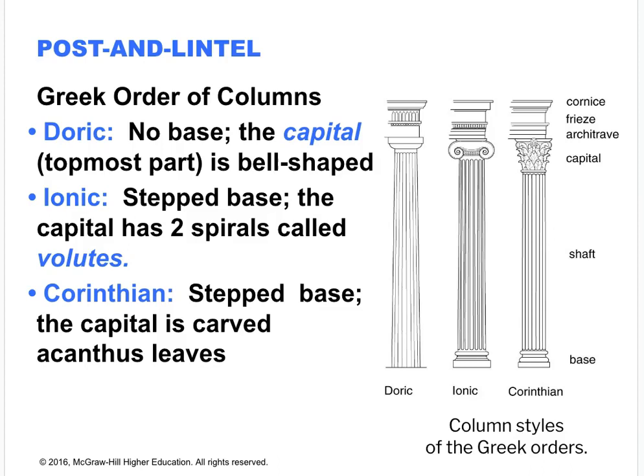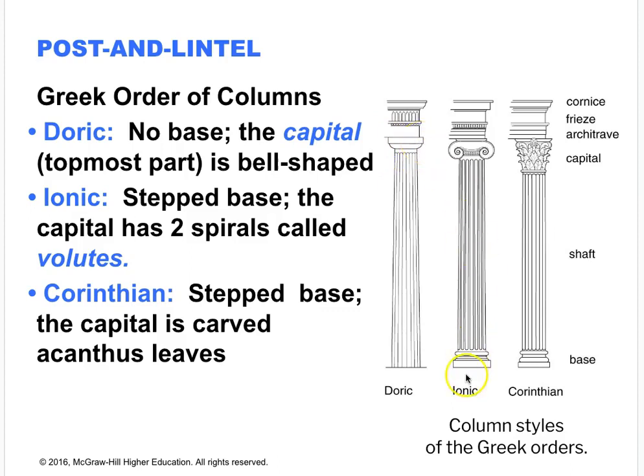We start with Doric, which has no base. So here's our Doric column here. It has no base at the bottom. It just goes straight into the ground or the floor of the building. And then the capital, which is the top part here, is bell shaped. If you look, it's kind of like a bell on its side or upside down. You could think of it like an upside down bell.